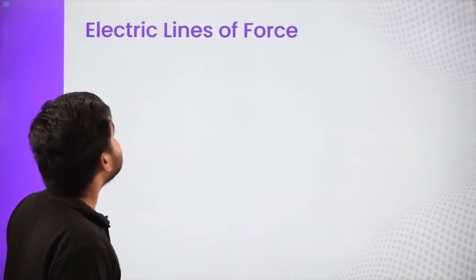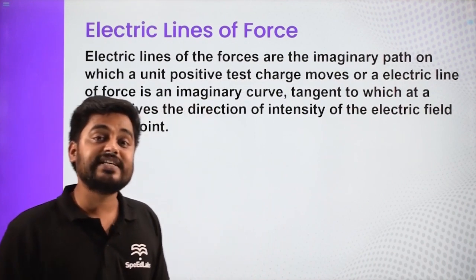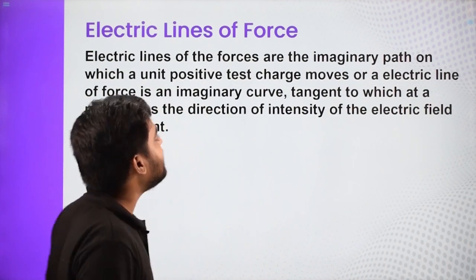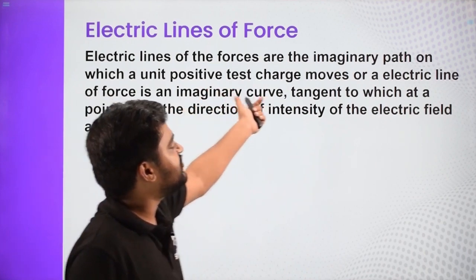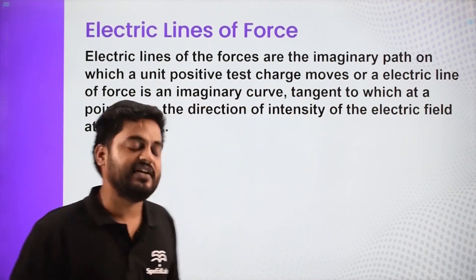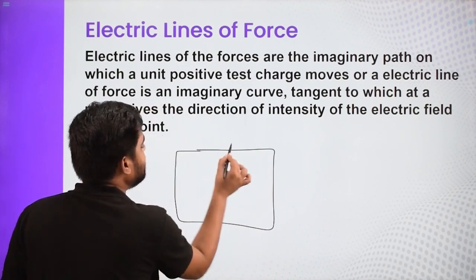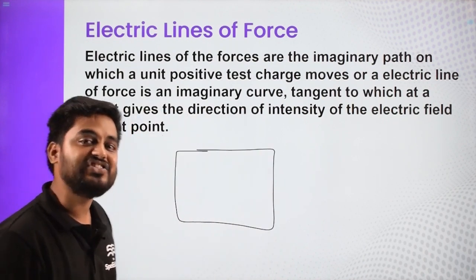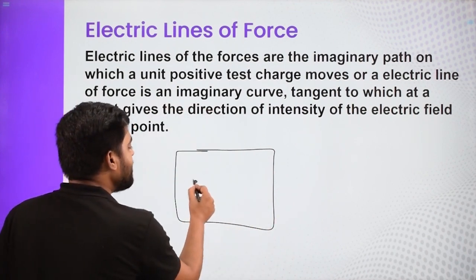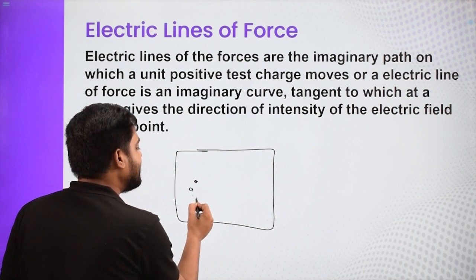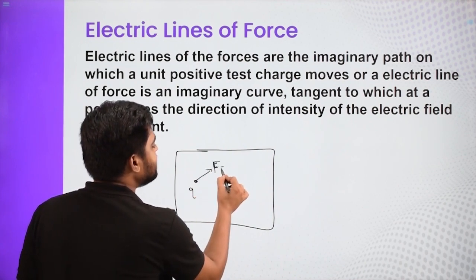So now let us discuss electric lines of force. What are electric lines of force, also known as electric field lines? Basically, they are imaginary paths on which a unit positive test charge moves when released in the field. If in this region there exists some electric field, then any charge which we keep would experience a force. And if I put a charge over here and it is experiencing force in that direction, then I will say that force is nothing but QE.